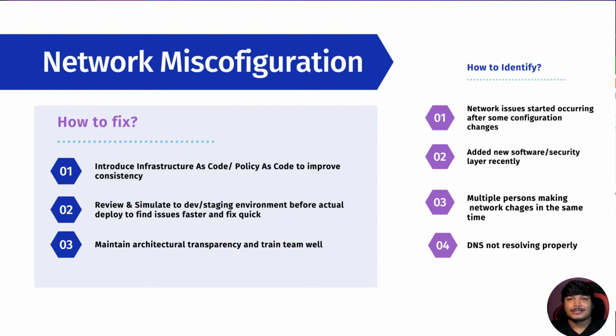Okay, and DNS not resolving properly. Again, that's a misconfiguration, like I showed just a few minutes back. So that is all there. Now how to fix it, how to prevent it even before it happens. You can use infrastructure as code, where not all people will have direct access to the network, so there will be fewer risks.